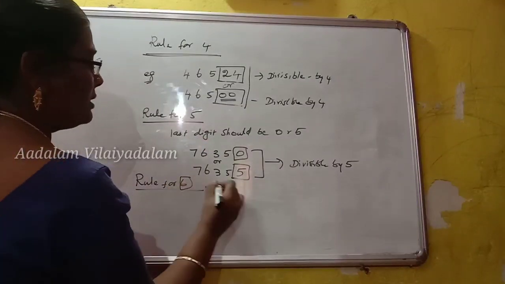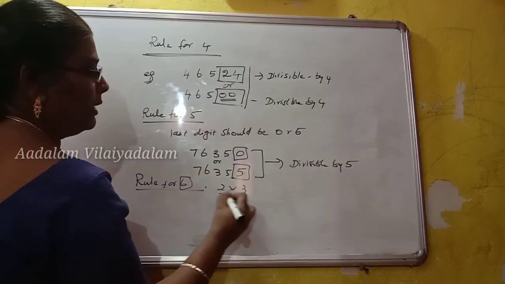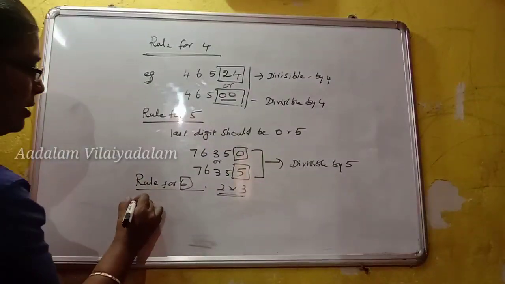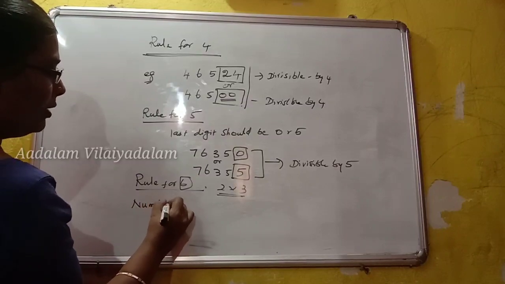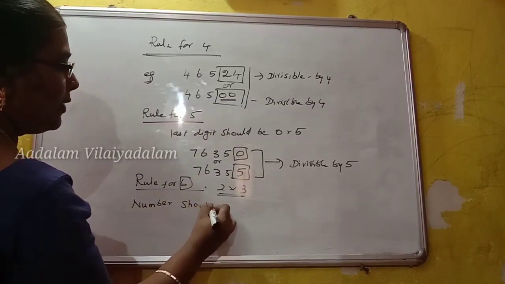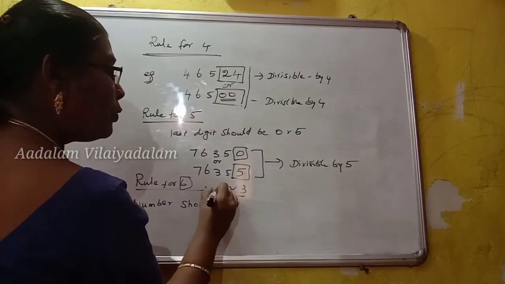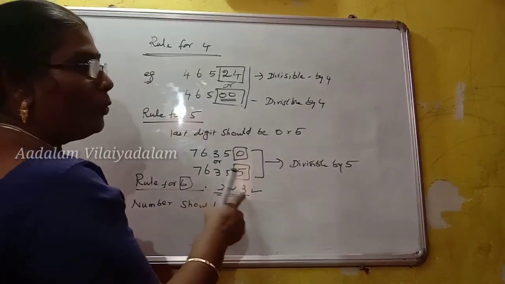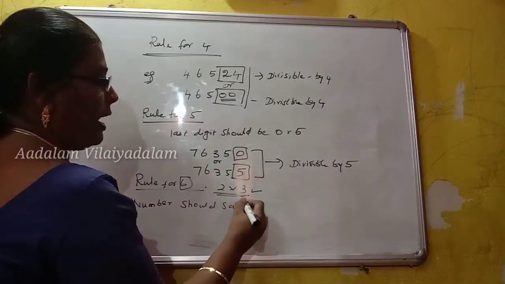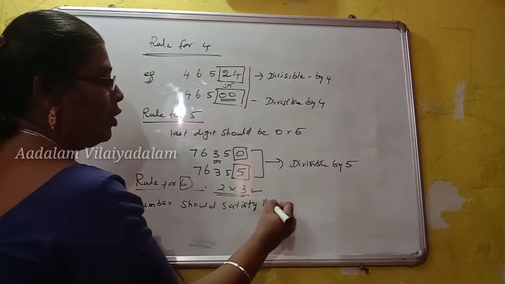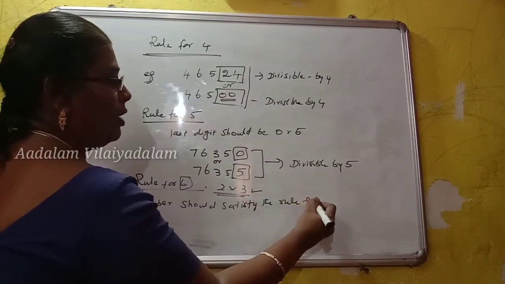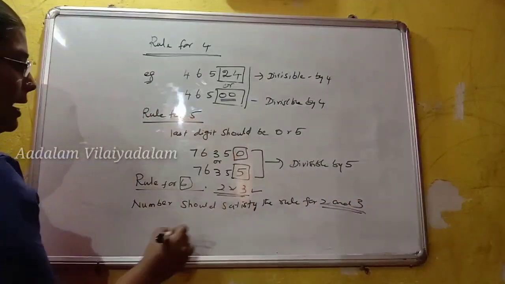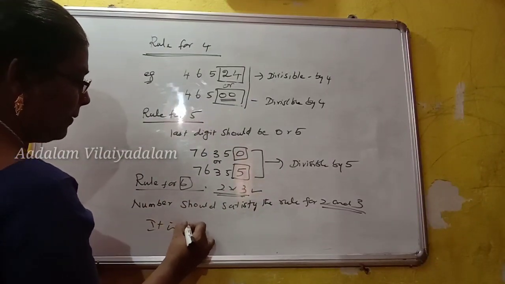Next, the rule for 6. What is the table for 6? 2 into 3, isn't it? 2 3s are 6. So the number should satisfy two rules: the rule for 2 and the rule for 3. Both rules should be satisfied. If both are satisfied, it is divisible by 6.